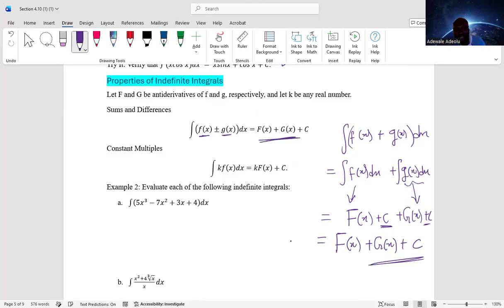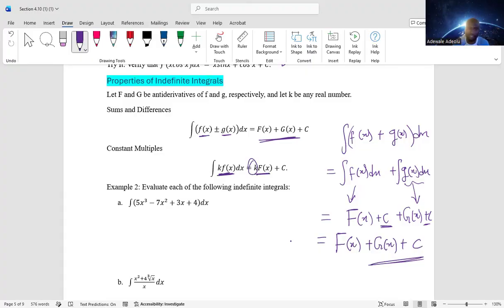That is the formula. In simple terms, it means find the antiderivative of each function, then add or subtract. What if we have a multiplier with a function? No problem. You can just kick the multiplier out since there is no variable with it. It is just a multiplier. So you have k times f of x plus c, and so on.